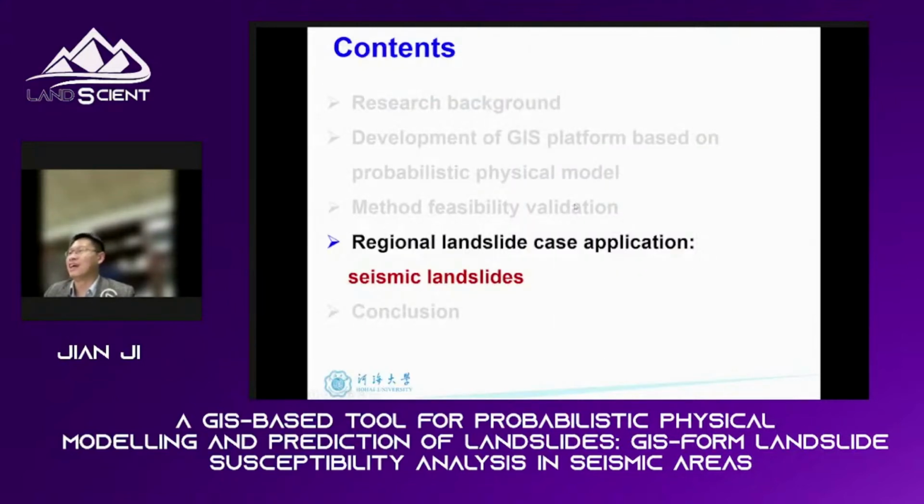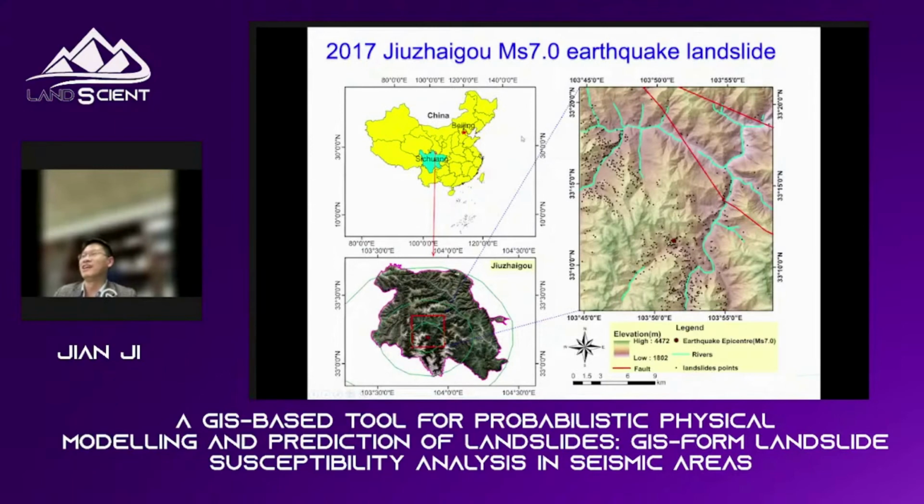So let's also look at the case application. This is a real landslide event that took place 3 or 4 years ago in China, Jiudaigou, where a magnitude 7 earthquake caused a regional landslide in the area.